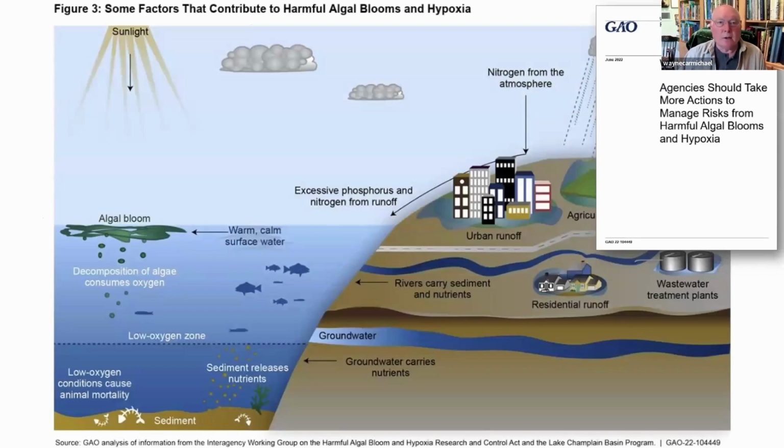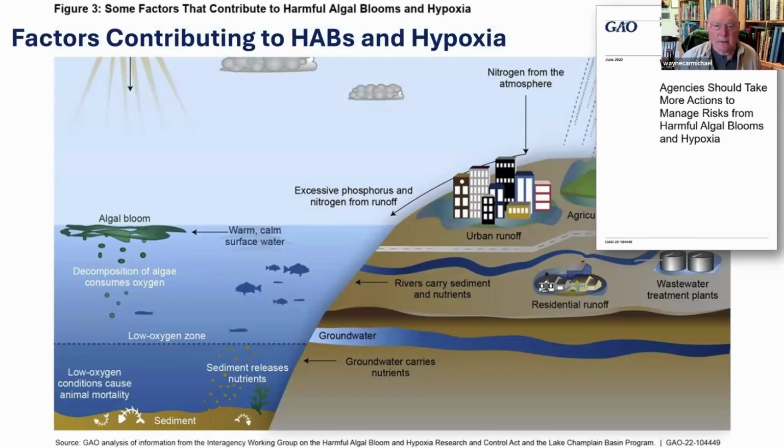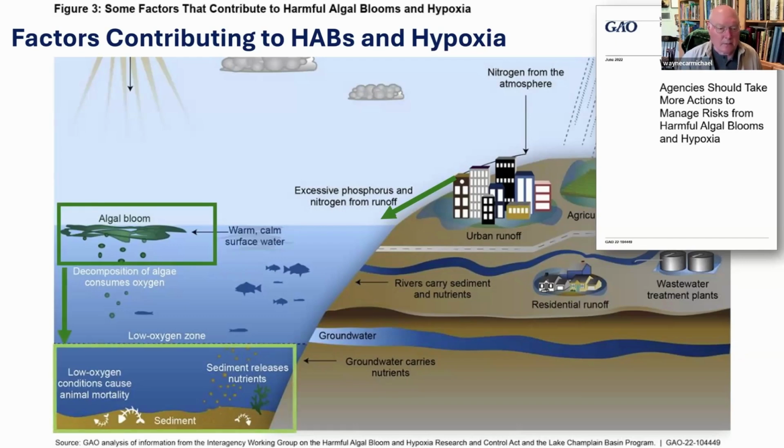Some factors contribute to harmful algal blooms and hypoxia. This cartoon will be used to illustrate, in more than one situation, how we can move on. We recognize that land use provides excessive phosphorus and nitrogen runoff. That runoff leads to algal bloom formation. Algal blooms decompose and consume oxygen. That decomposition product settles into the sediments. Those sediments build up. The low oxygen conditions in those sediments lead to animal mortality.